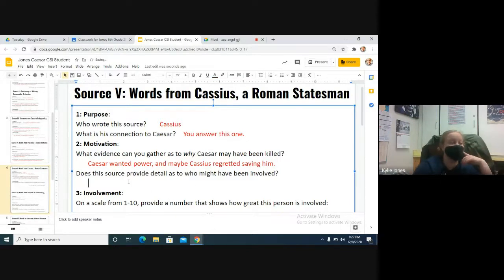Maybe Cassius is jealous. Like him and Caesar both grew up in the same type of situation. They were both patricians who could have become consul and had all that power. And Cassius saved Caesar one time, and now Caesar is like in charge and basically thinks that he's a god. And Cassius is like, I don't like that.